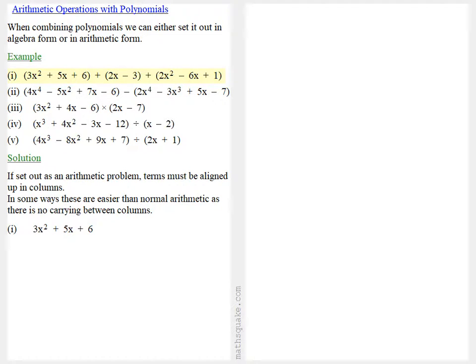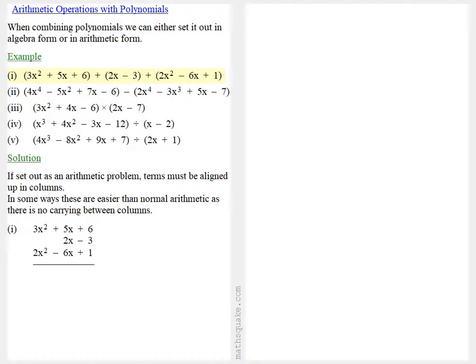So in the first example we have 3x squared plus 5x plus 6 and we're adding 2x minus 3. Now we can set that up in columns. There's a column for x squared, x and numbers. So 2x minus 3 is below 5x plus 6. We also want to add 2x squared minus 6x plus 1. We write that again underneath, lined up in the correct columns. And then we just add the columns.